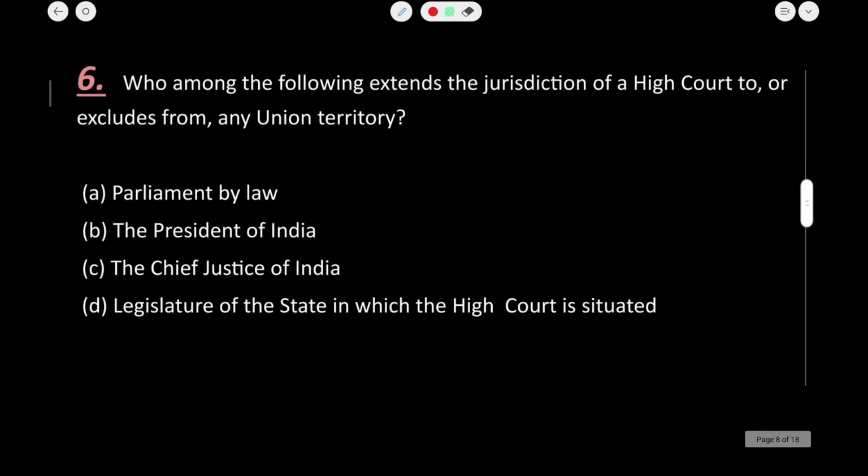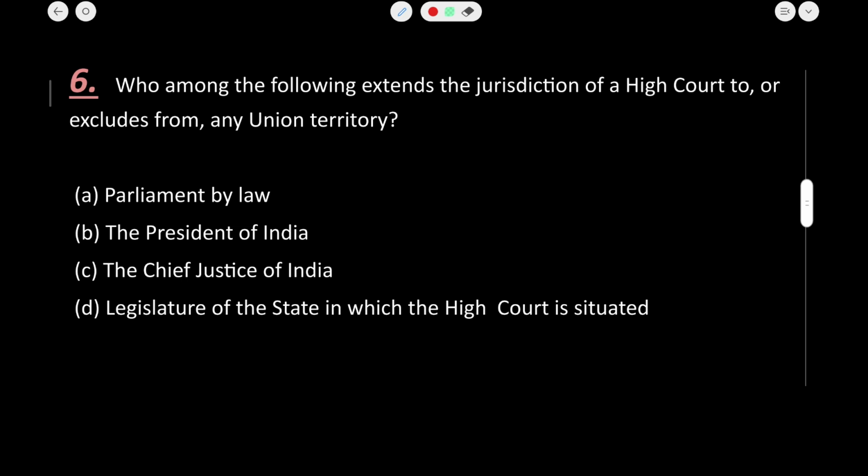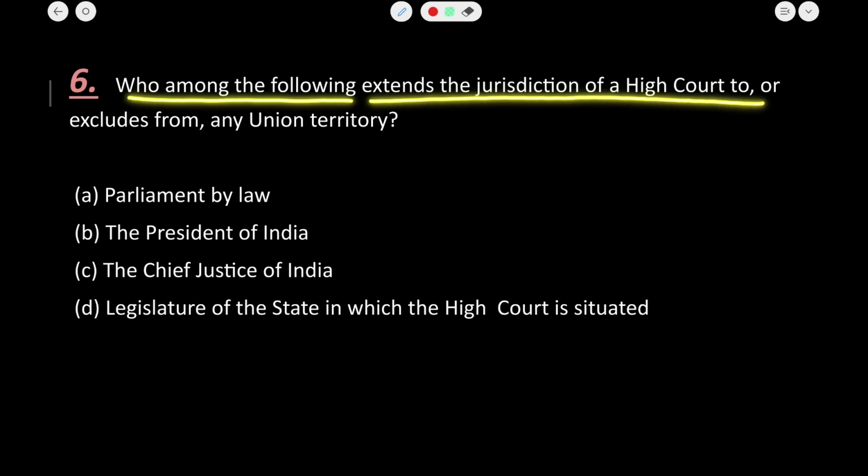Now let's see question number 6, which is, who among the following extends the jurisdiction of a high court to or excludes from any union territory?